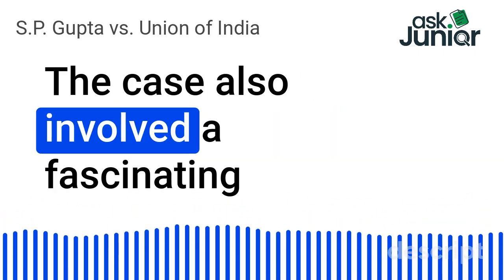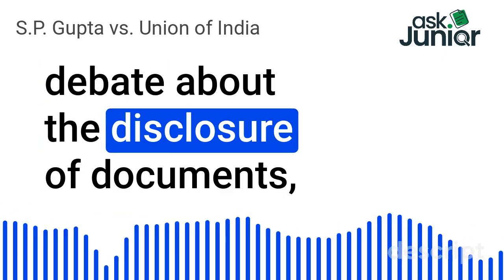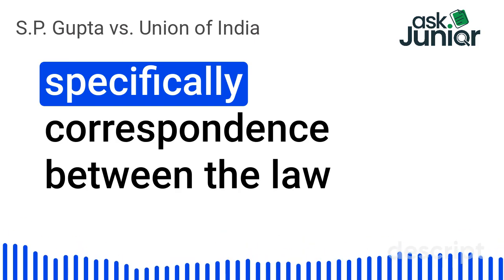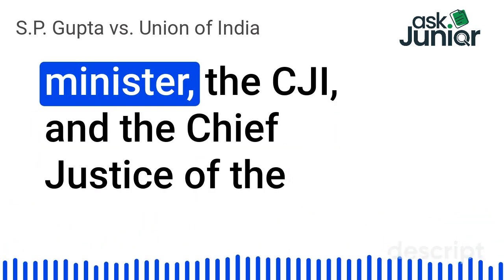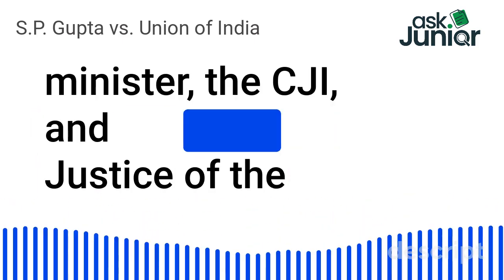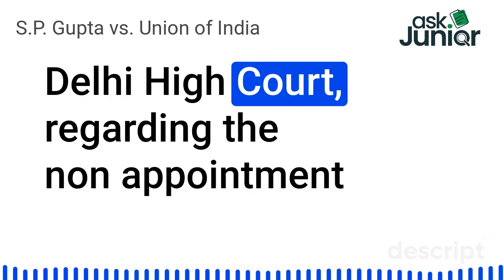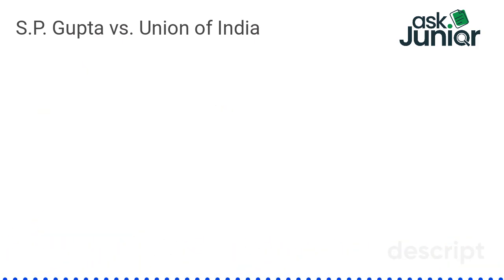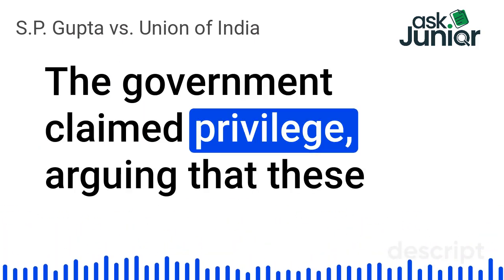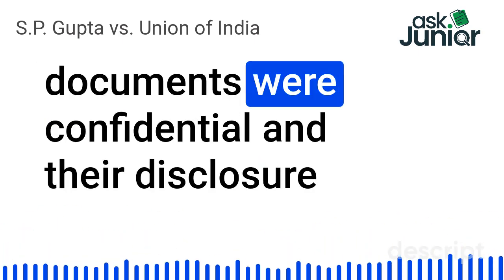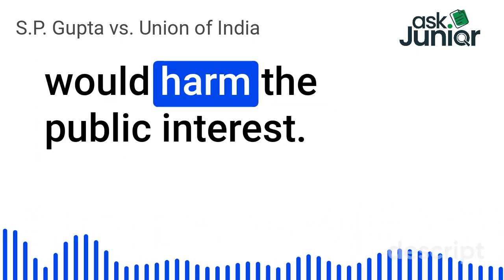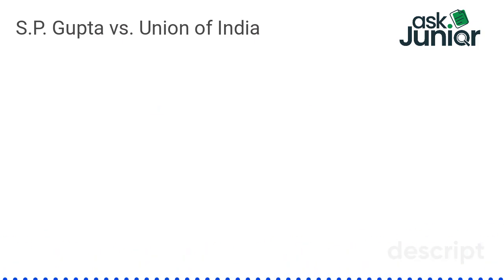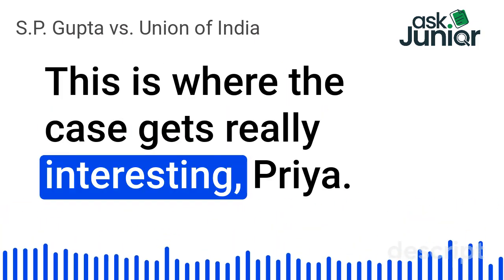The case also involved a fascinating debate about the disclosure of documents, specifically correspondence between the law minister, the CJI, and the Chief Justice of the Delhi High Court regarding the non-appointment of certain additional judges. The government claimed privilege, arguing that these documents were confidential and their disclosure would harm the public interest. This is where the case gets really interesting, Priya.